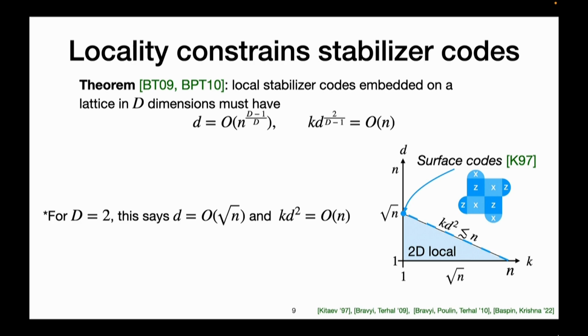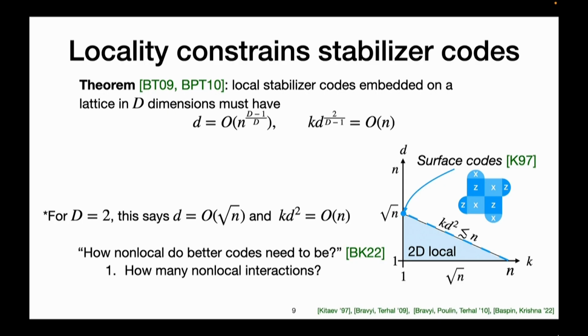And so if you want to get better parameters beyond the BPT bound, you need to sacrifice the concept of locality. A natural question to ask is how non-local do these better codes need to be? This is a question that was posed by Baspin and Krishna, and they broke it down into 2 parts. The first part is how many non-local interactions do you need? And the second part is how long do these have to be? You can see that this is a way to quantitatively characterize how much non-locality you have in your quantum code.